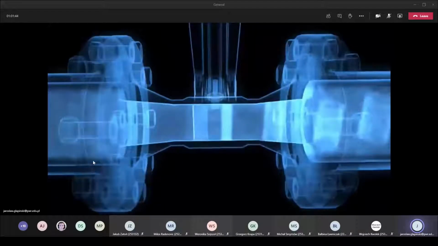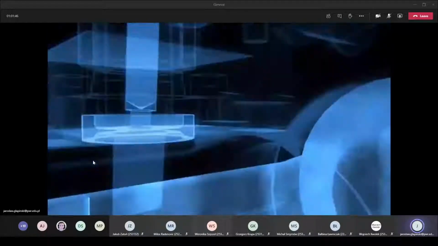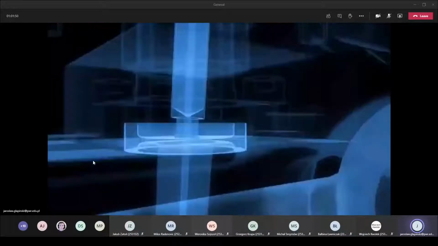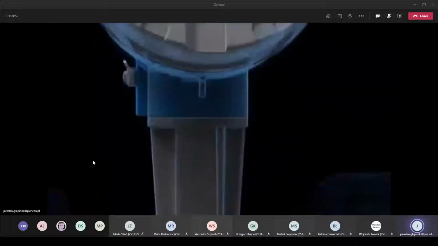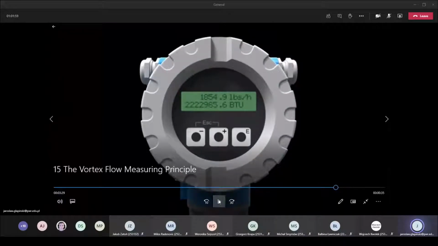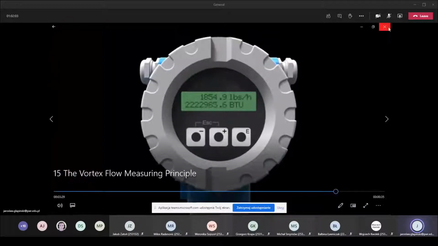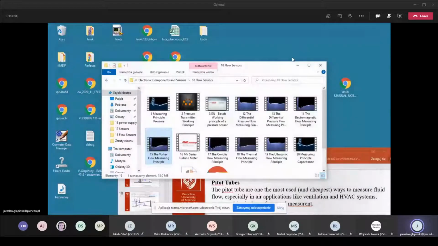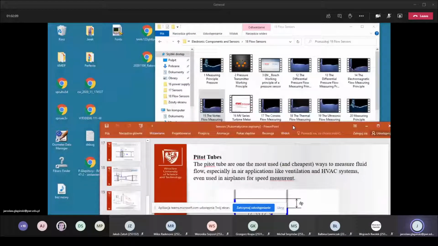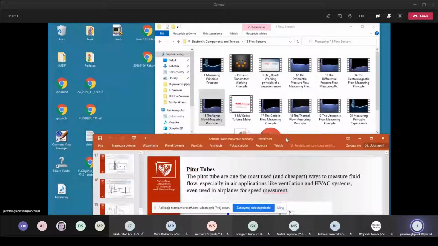Functionality can be enhanced by incorporating optional temperature measurement into the sensor. A configuration like this, together with a built-in flow computer, can calculate temperature-dependent mass or energy flow. Okay, so another physical property we can measure is connected with the flow. So that was the vortex flow meter.